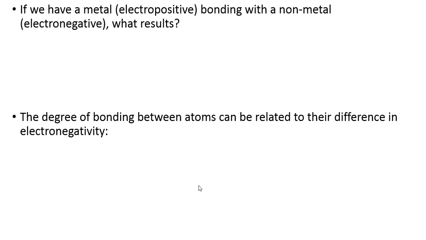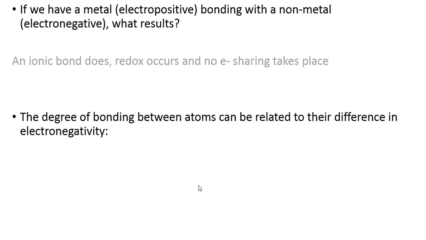If we've got a situation where we have got a metal and a non-metal bonding together, we have got an ionic bond that forms. This is when redox occurs and electrons are being stolen. There's no electron sharing taking place, so in the end we will have one atom that will have a complete positive charge associated with it, and the other atom with a complete negative charge associated with it.